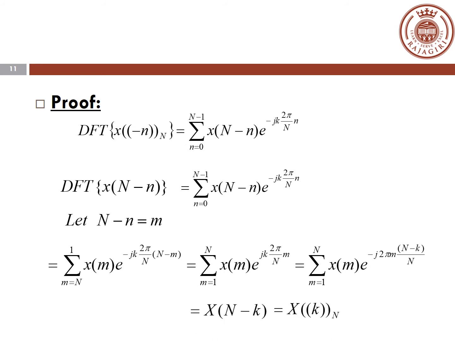As a result of this, I can see that they are showcasing the equation for x of m e raised to minus j 2 pi by N m into N minus k. So it is not X of k anymore, it is X of N minus k. So this is the time reversed sequence of X of k. So we have proved it indirectly. This is how you proceed with the proof for time reversal.